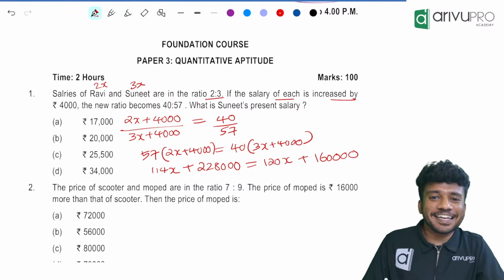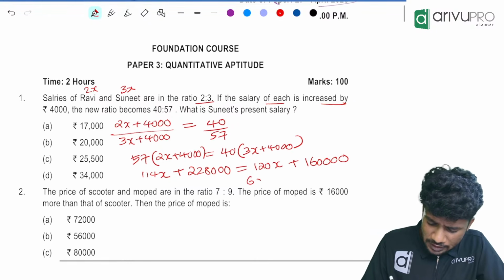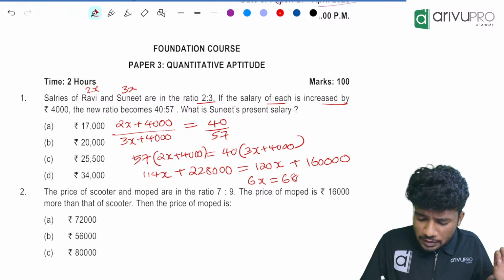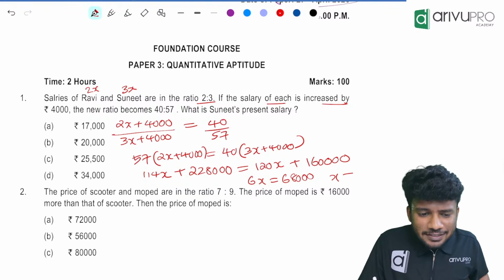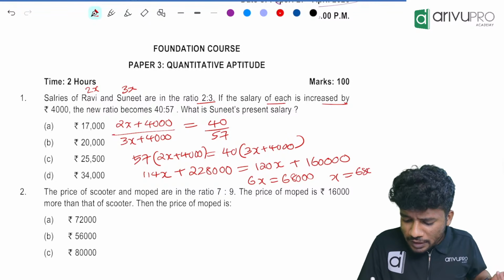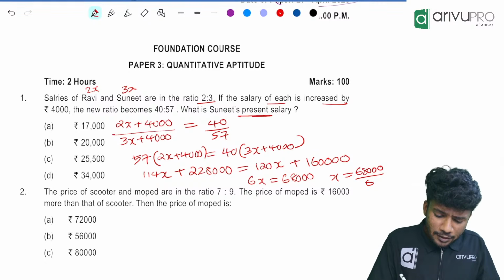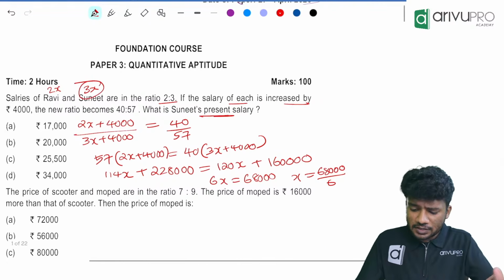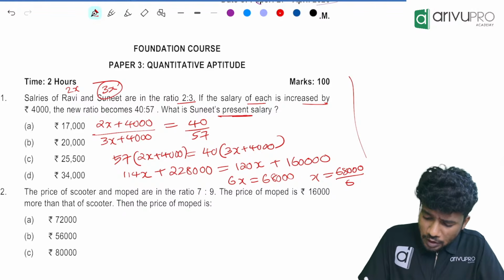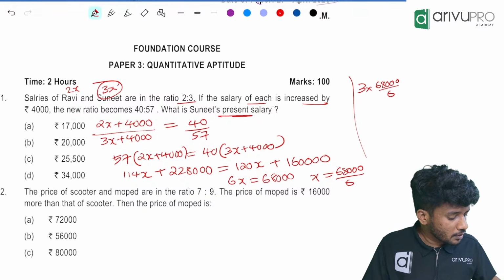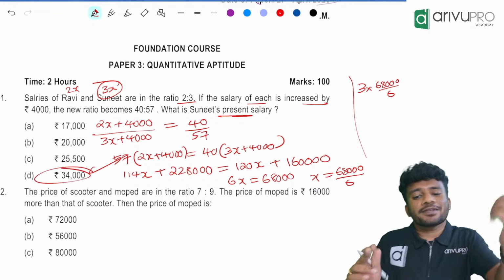Which means 6x is equal to how much? 6x will be equal to 68,000. Correct? That means x is equal to 68,000 divided by 6. Now the question is, Sunit's present salary is how much? Sunit's present salary is 3x. Instead of x, you will put 3 into 68,000 divided by 6, which is equal to 34,000. Option D is your answer.